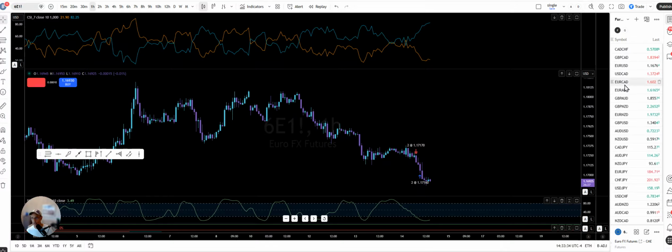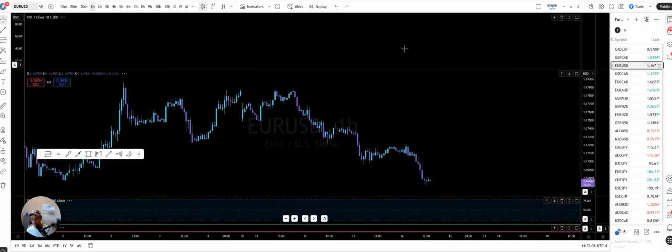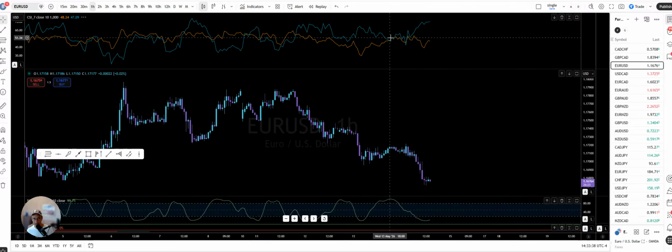For Forex, it's basically the orange line is always going to be the first currency in the Forex pair. So in this case, the orange line is the euro and the US dollar is the blue line, okay?